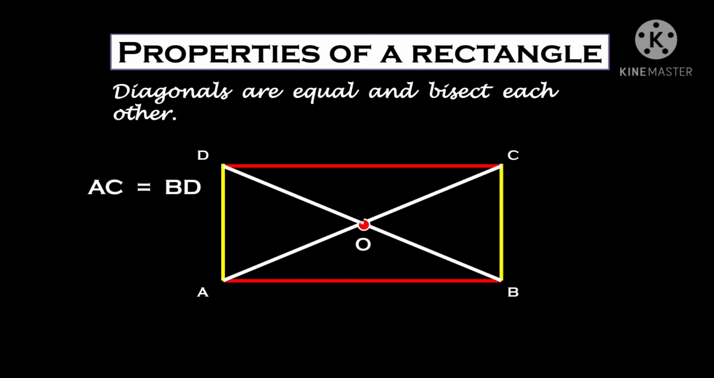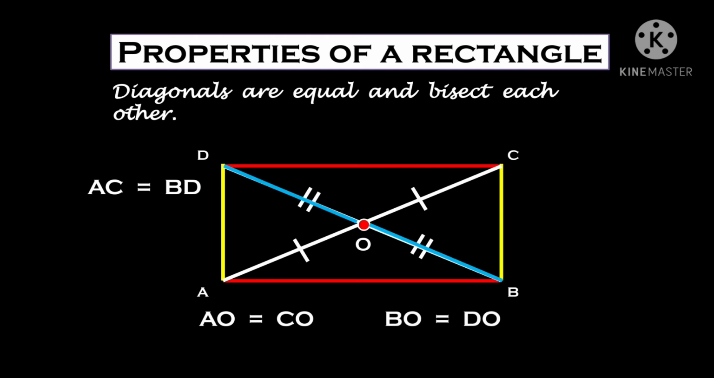Same way like in a parallelogram we have seen O bisects AC. So AO is equal to CO, and similarly for BD, BO is equal to DO. So the diagonals bisect each other. So O is the middle point of diagonals AC and BD. So they bisect each other and the diagonals are also equal.